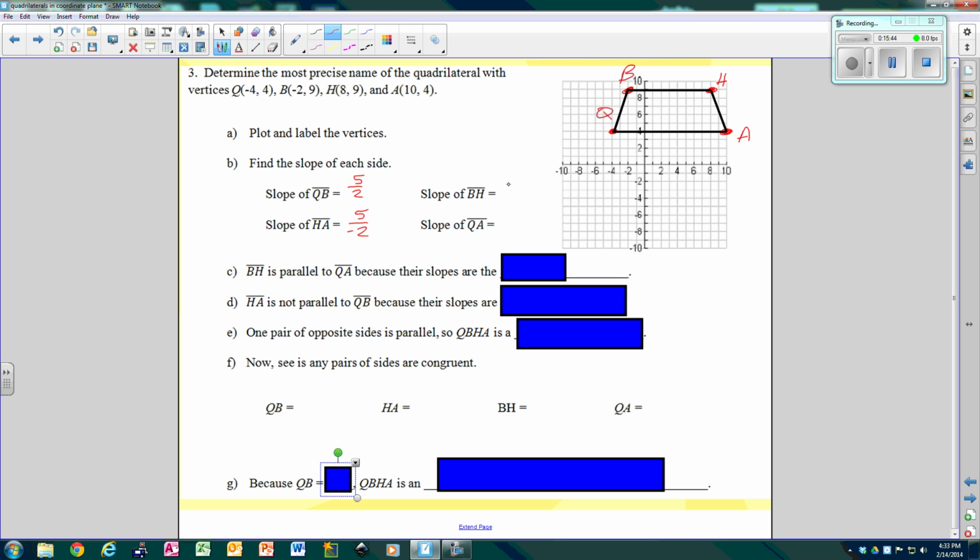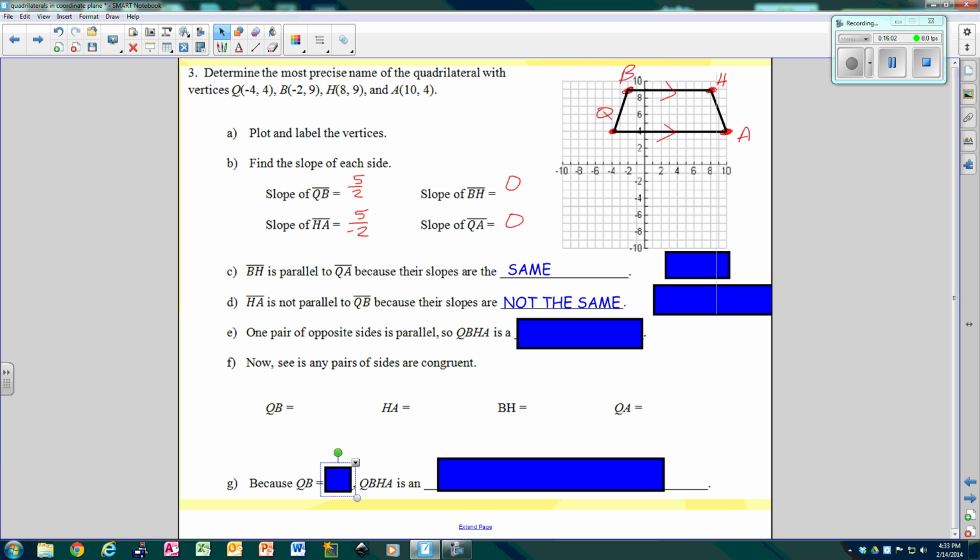BH is horizontal, so it has a slope of 0. QA is horizontal, so it has a slope of 0. So this side is parallel to this side. So since BH and QA have the same slope, they're parallel. HA and QB are not parallel because their slopes are not the same. So since we have one pair of opposite sides parallel, that makes this a trapezoid.